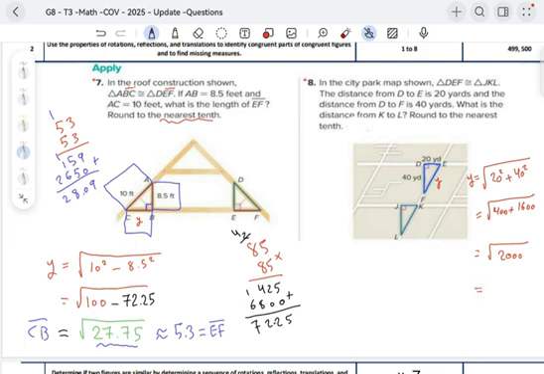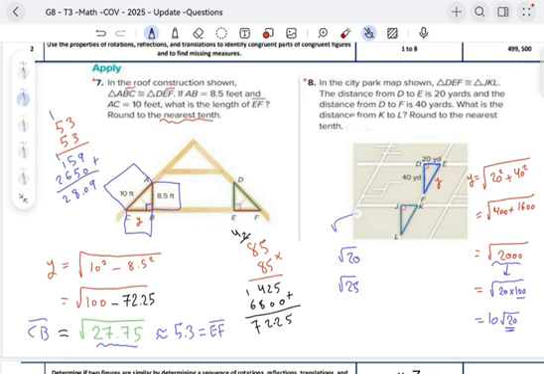2000 is not a perfect square, so what I'm going to do is say that 2000 is 20 times 100. The square root of 100 is 10, so this is equal to 10 times the square root of 20. Then we're going to approximate the value of the square root of 20.